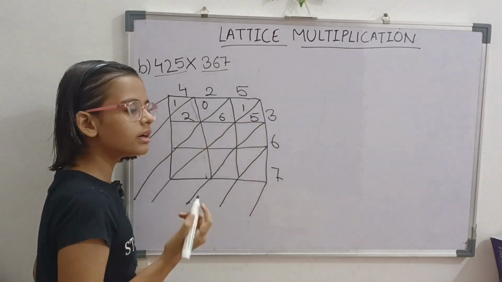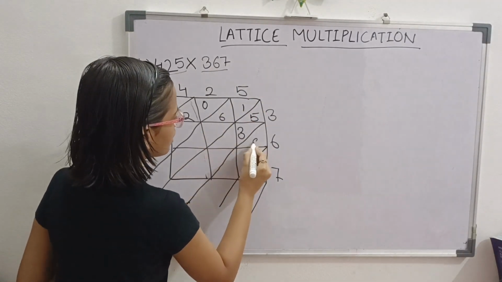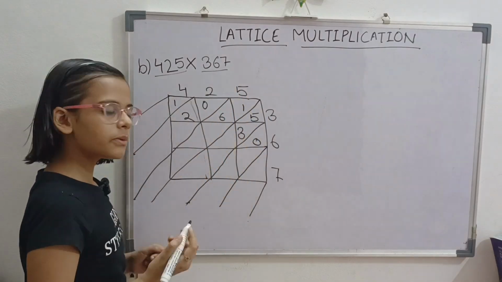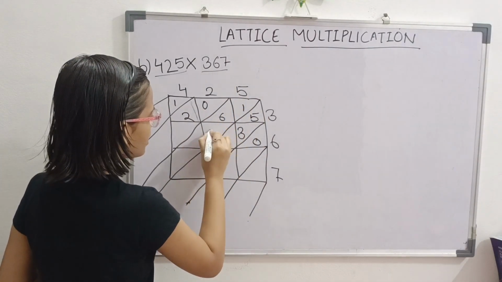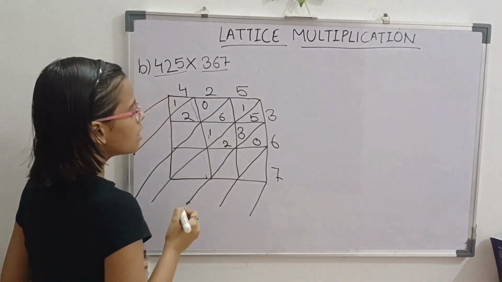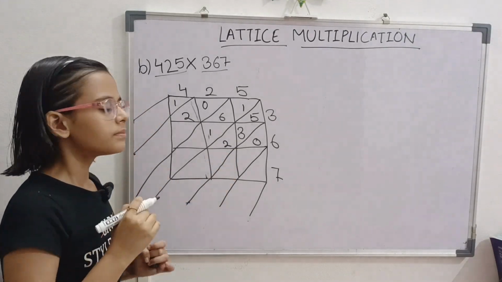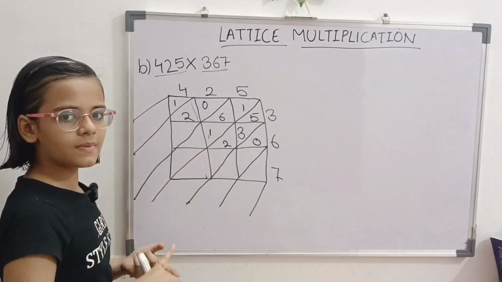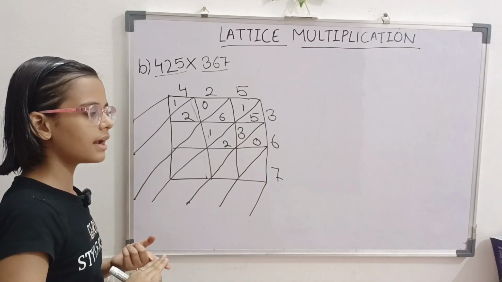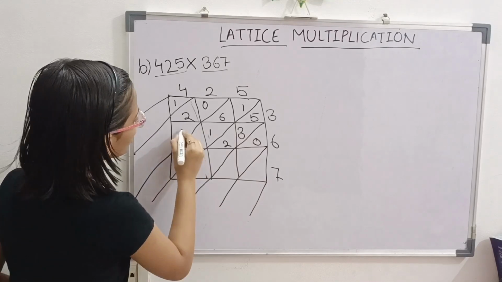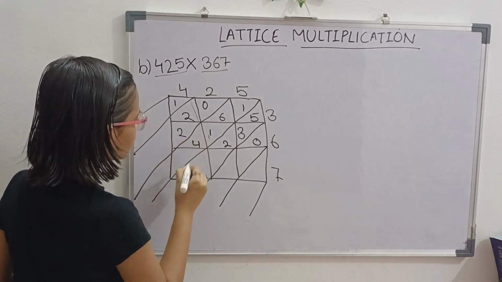6 fives are 30. 3 here and 0 here. 6 twos are 12. 1 here and 2 here. 6 fours are 24. 2 here and 4 here.